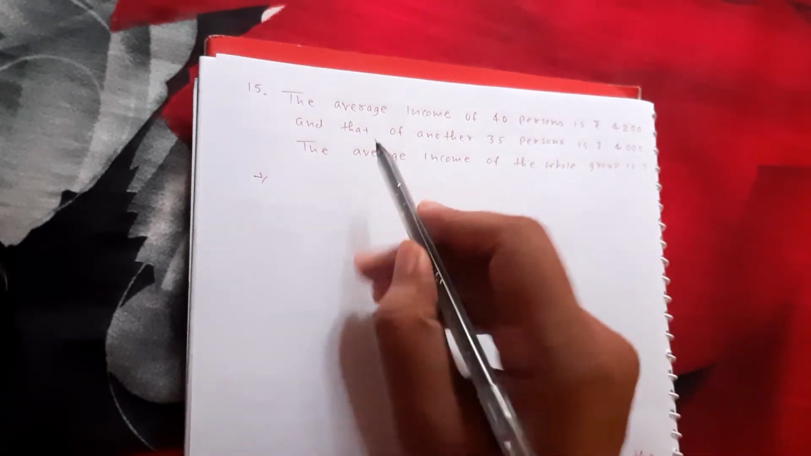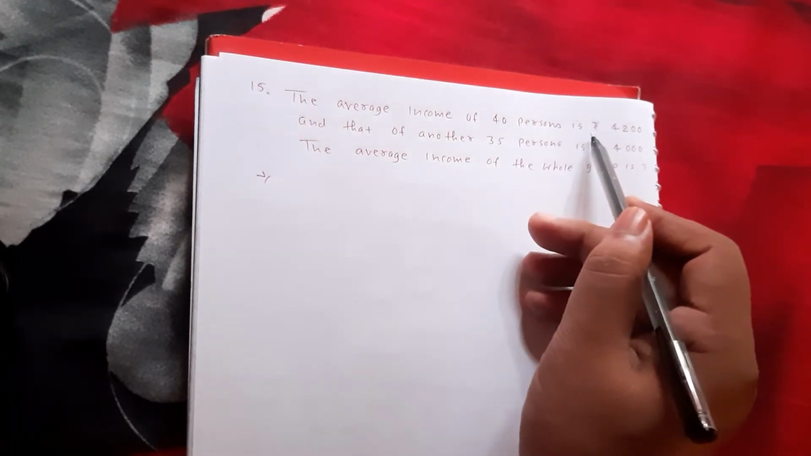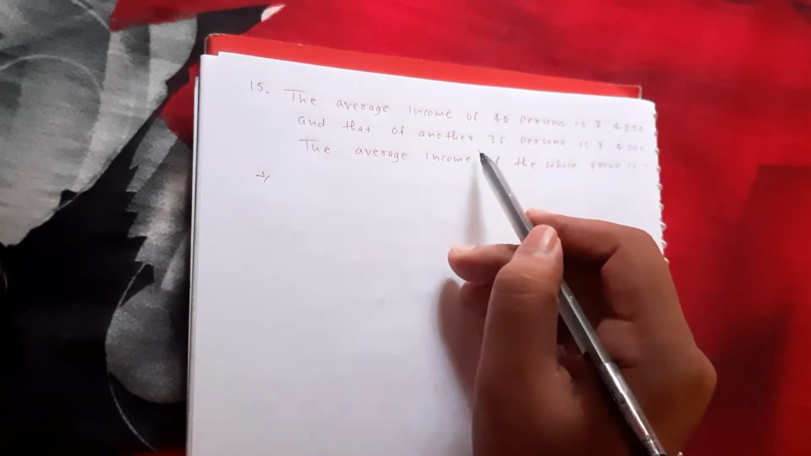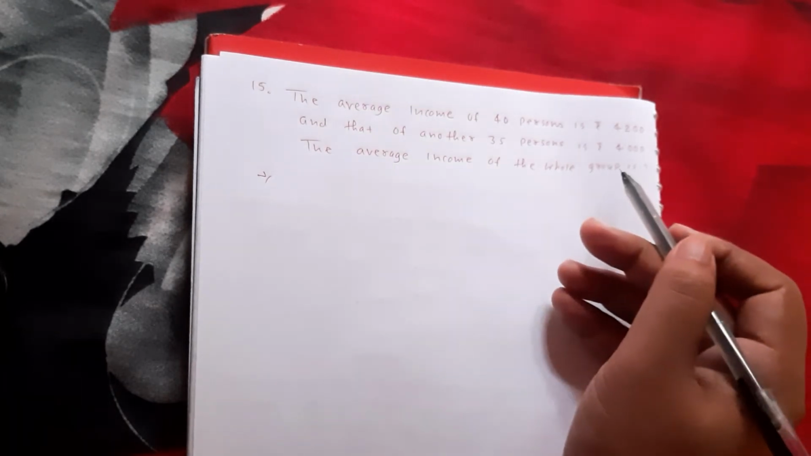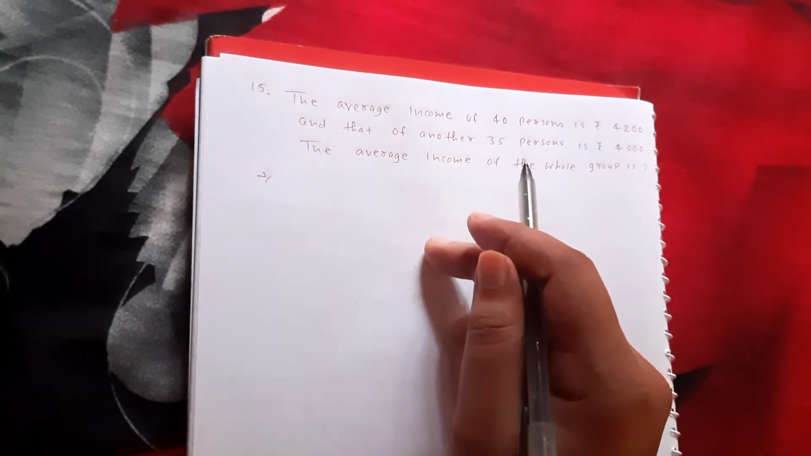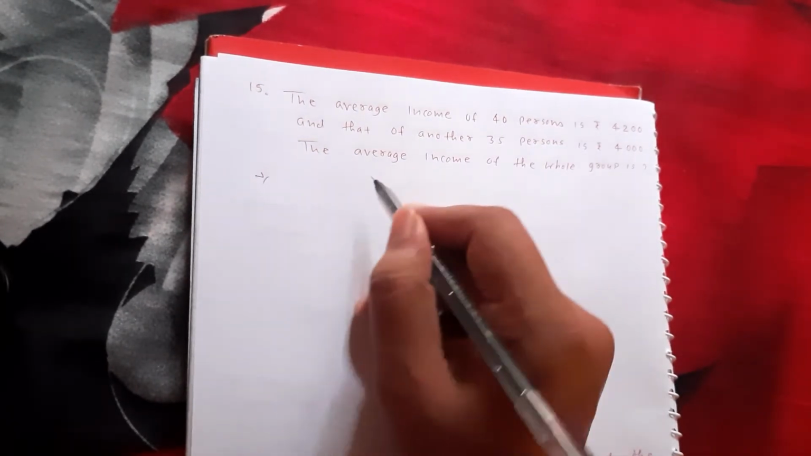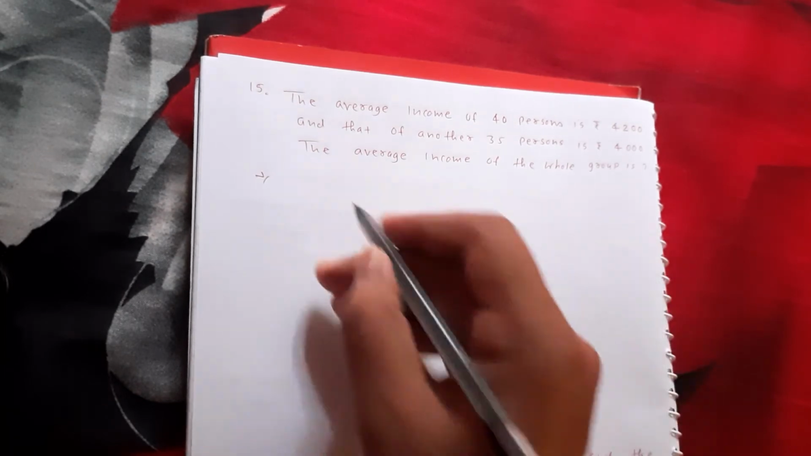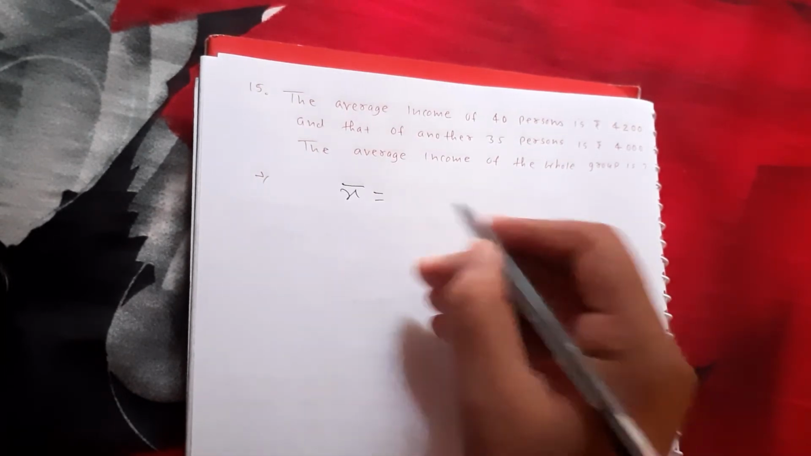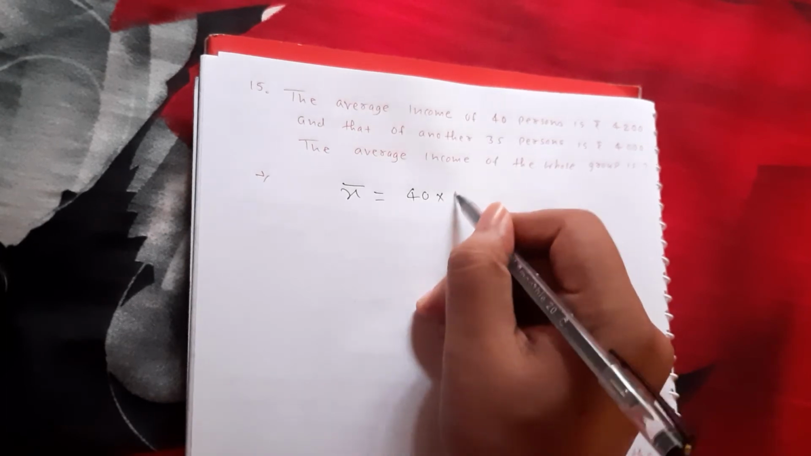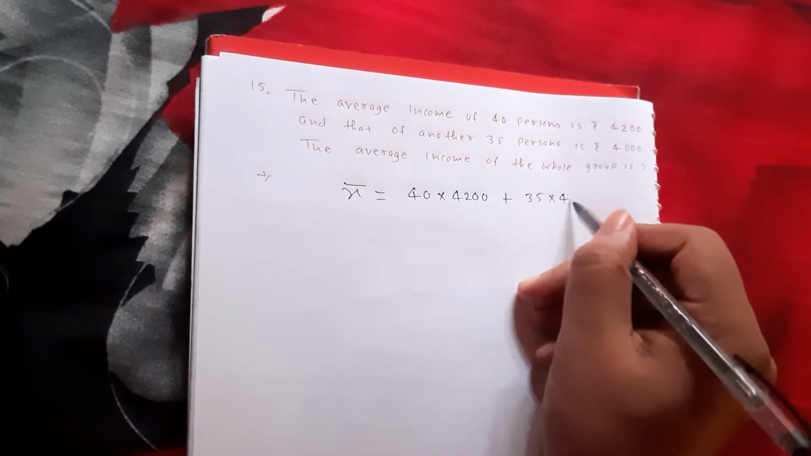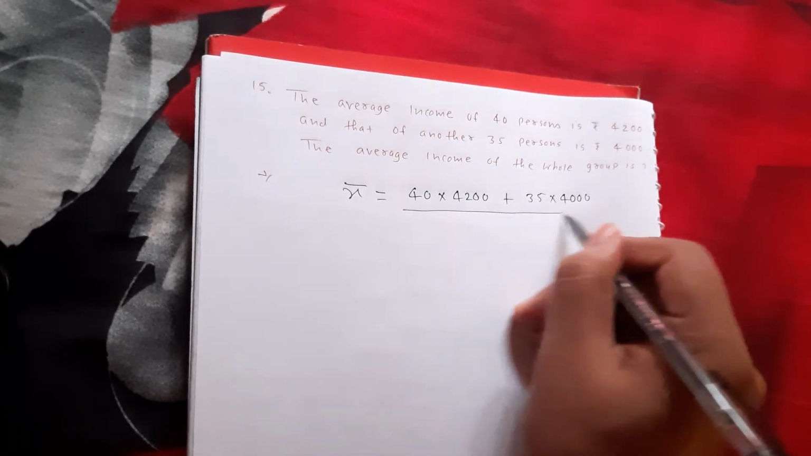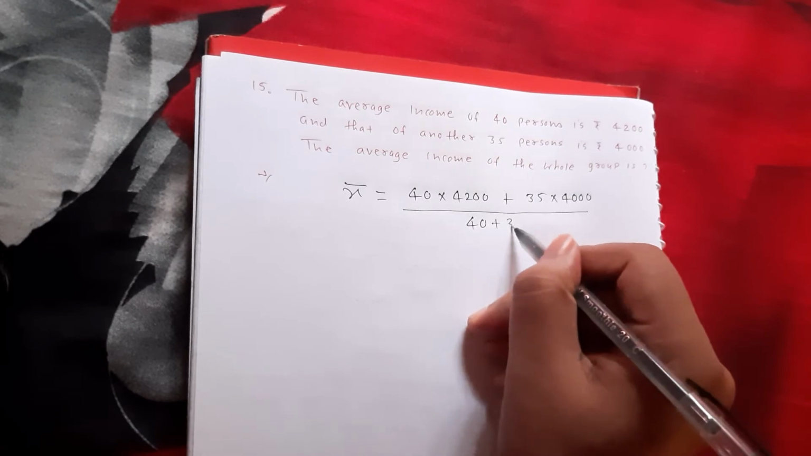Next question is: the average income of 40% is rupees 4200 and that of another 35% is rupees 4000. Find the average income of the whole group. This is the same as the sum we have done in 14. So we have to find the average income of the whole group, that is x bar equals 40 into 4200 plus 35 into 4000, whole divided by 40 plus 35.